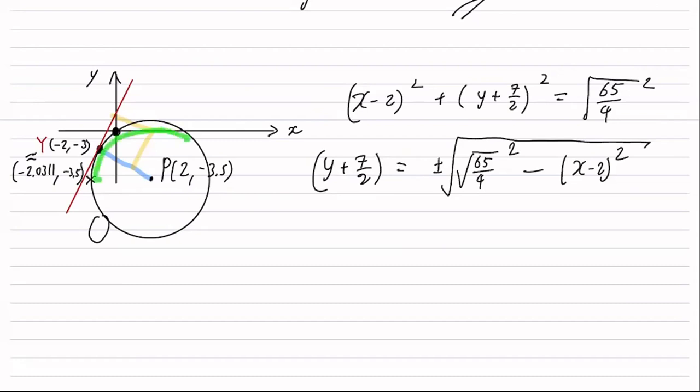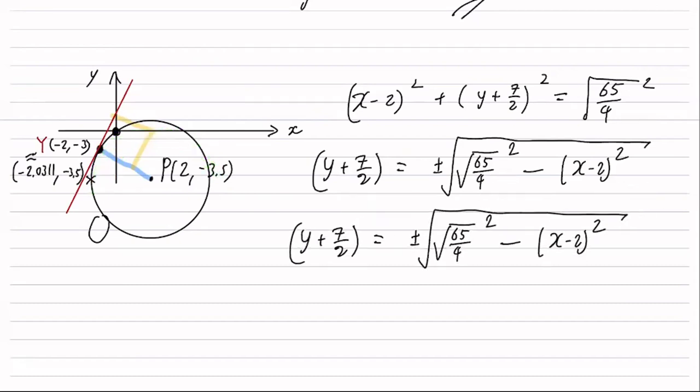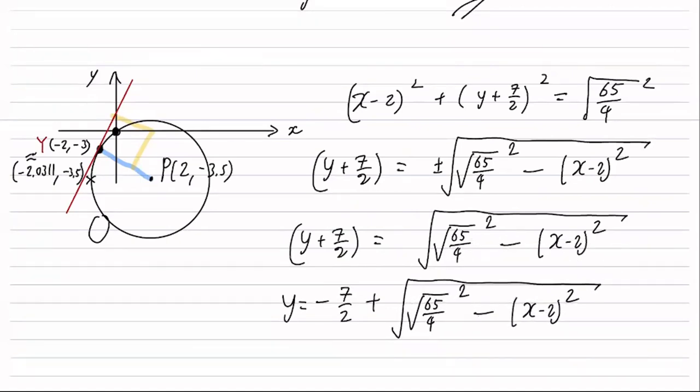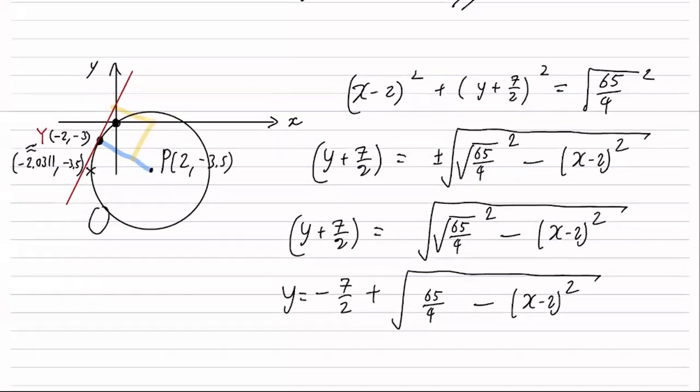Now, because we want the top half, we're going to ignore the negative root. So we're just going to simplify this down into just the positive root. Positive, don't need to write. Plus 7 over 2 can bring over. You're left with y equals negative 7 over 2 plus the square root of that value. Now, we can simplify this down because it will make things easier to differentiate.